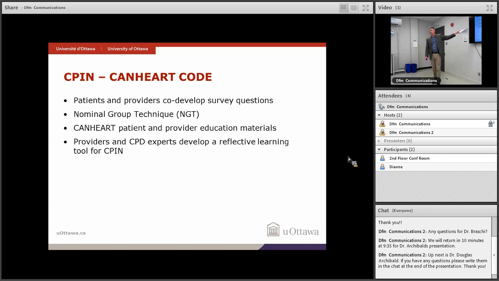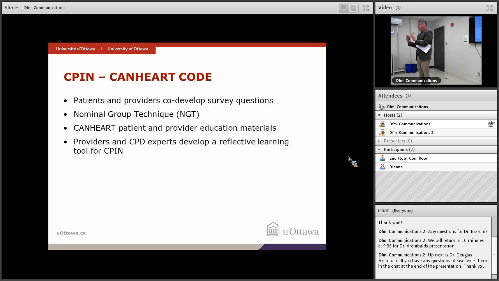Just quickly, the CPIN part. This is a project called Canhart Code. What's kind of neat about this is it's getting at what Emily spoke about with this tool around patient engagement. It's a similar piece where we'll get providers and patients together to talk about questions specifically around cardiovascular disease prevention.